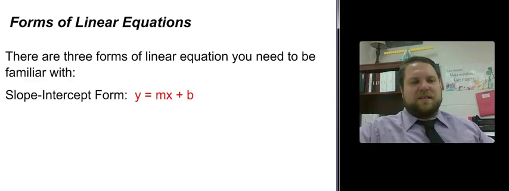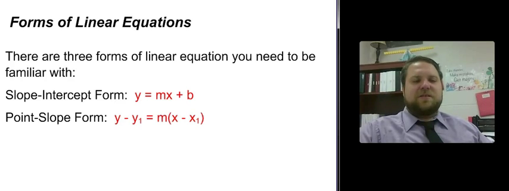Hello, today we're going to continue our exploration of different forms of linear equations. As I mentioned in the previous video, there are actually three forms that you need to be familiar with. The first is slope-intercept form, y equals mx plus b, and then there's the focus of this video, which is called point-slope form. Point-slope form is y minus y1 equals m times quantity x minus x1, and the whole idea behind this is the form of equation we use if we know the slope and one point on the line.